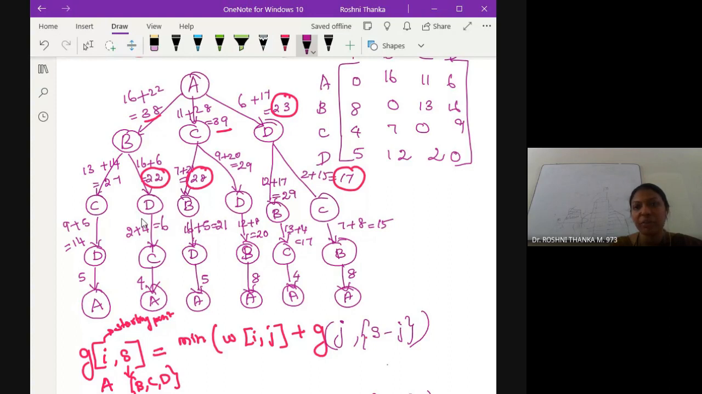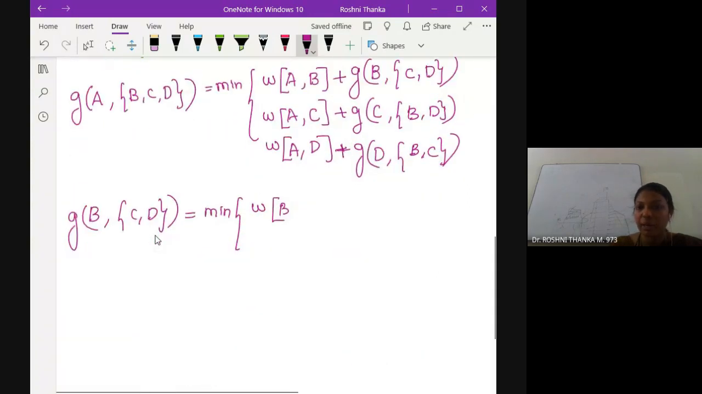Okay, so we want to find for both, but one by one. So B comma, what can we use? B comma C. Now one by one. First let us go for C. Then what will come first? G of... for G, he came from B to C. So what is the starting location now?